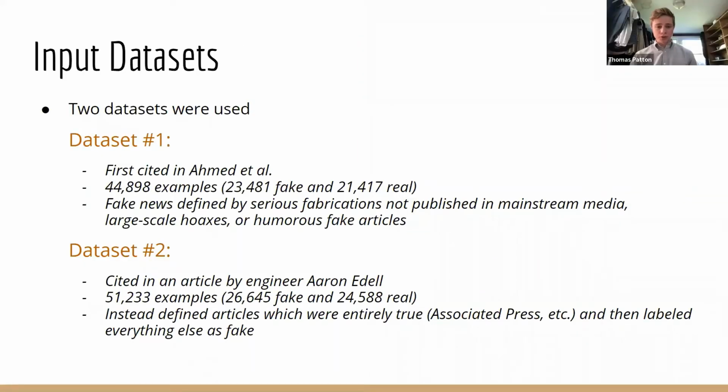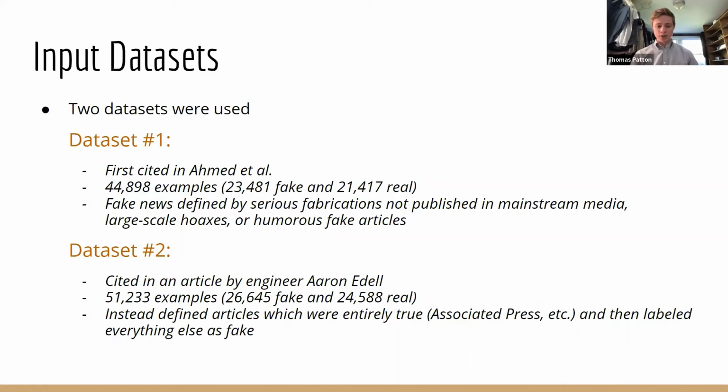For this project, we used 2 main data sets. The first data set was first cited in a paper by Ahmed et al., which had about 45,000 examples split roughly 50-50 between fake and real examples. In this paper, the author defined fake news articles as those being defined by serious fabrications that were not in mainstream media, large-scale hoaxes, or things intended to almost be humorous.